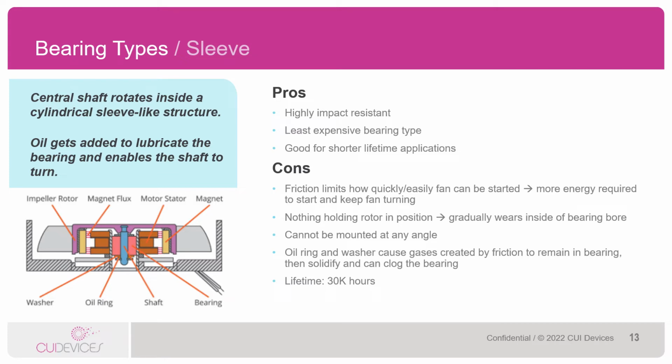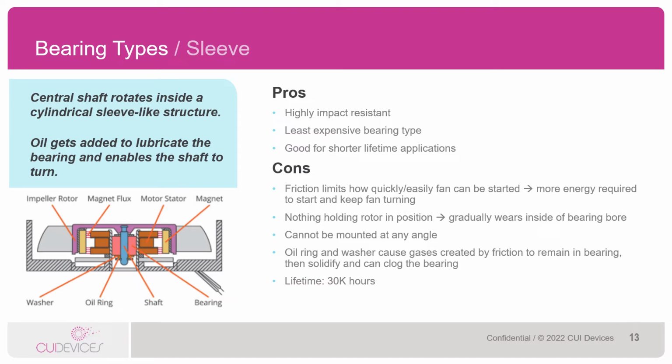On the other hand, there are some drawbacks to sleeve bearings. The friction created by the shaft rotating limits how quickly and easily the fan can be started, meaning startup power is higher and more power is required to start and keep the fan turning. Also, there's nothing holding the rotor in position, which gradually wears down inside of the bearing bore. Because the rotor is not otherwise supported, they cannot be mounted at any angle.